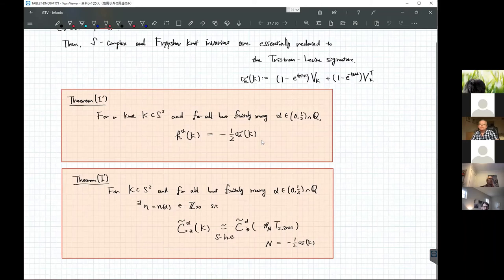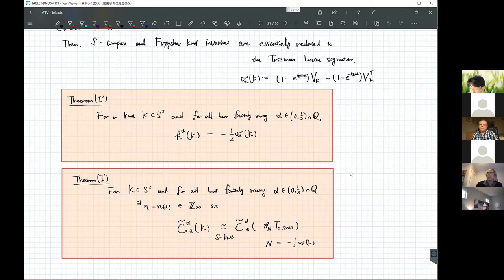And the second, for all but finitely many holonomy parameter alpha, there is a positive integer N such that the S complex of K is S-chain holonomy equivalent to the S complex of a connected sum of N two-bridge torus knots. Here large N is given by the Tristram-Levine signature. So as an invariant, the S complex and the Floer-Hoff knot invariant for general holonomy parameter alpha is not stronger than the signature, but we can associate such a classical knot invariant to the information of instantons over the cobordism.